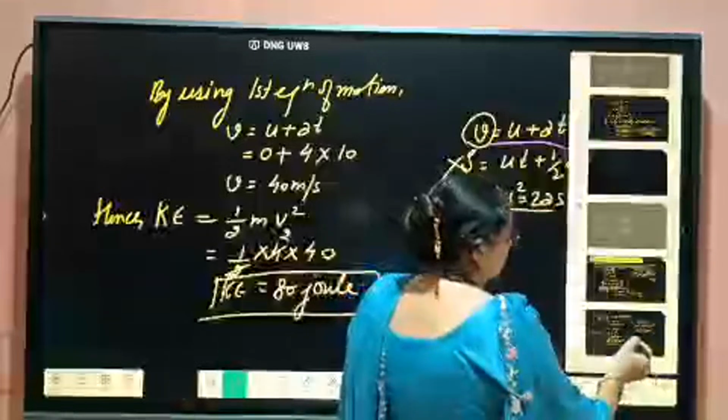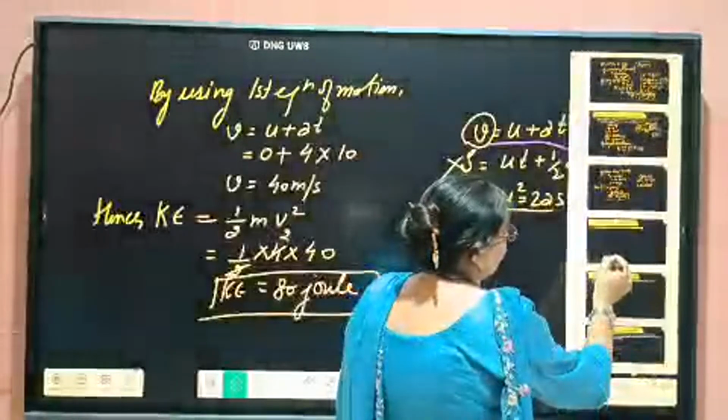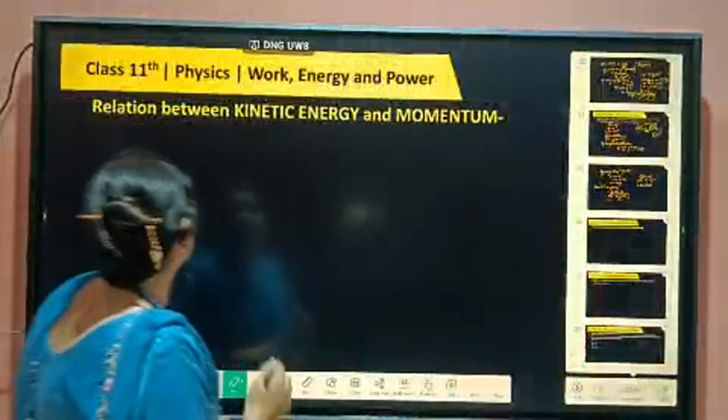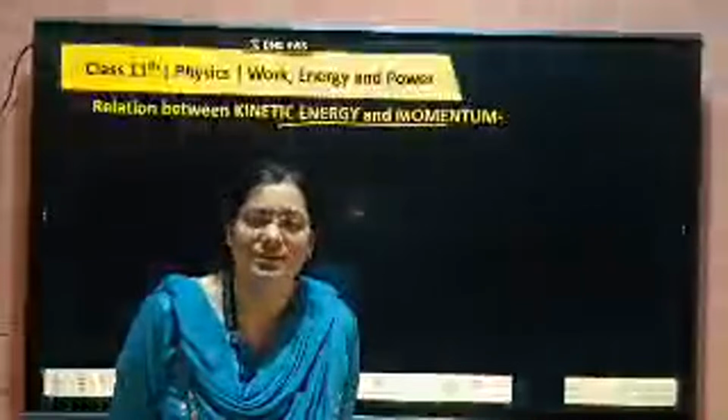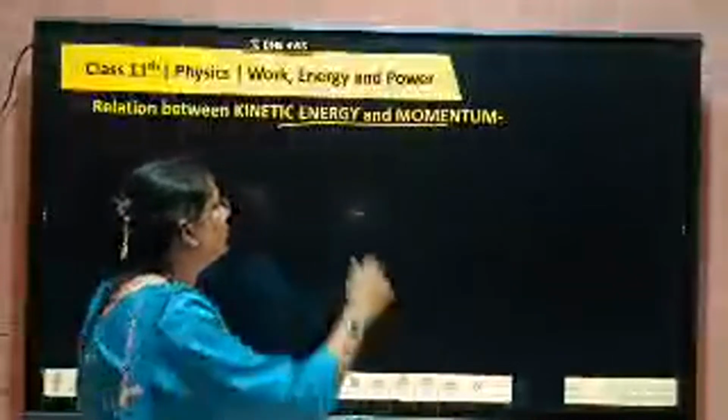Okay. Now see our next topic. Now, the relation between kinetic energy and your momentum. Kinetic energy and momentum. We discussed linear momentum in the last lecture. Then linear momentum, in laws of motion, we discussed, beta. When any body is moving with some velocity having some mass, then linear momentum we can say mv.